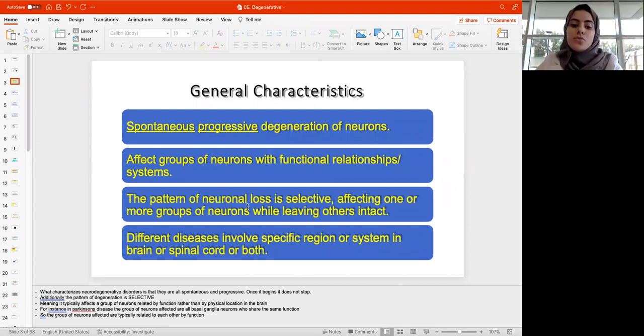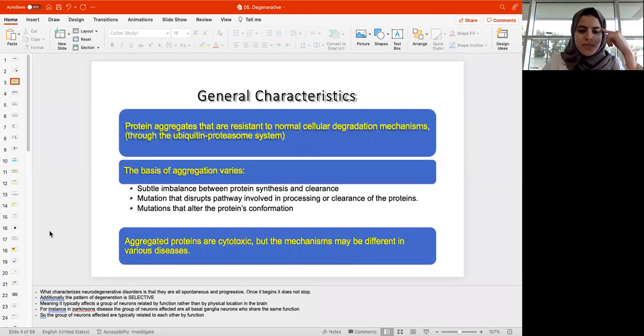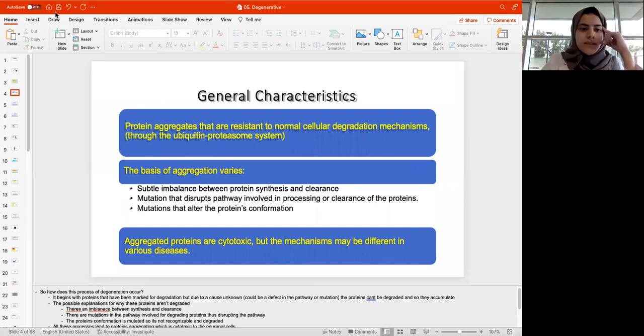It affects one or more groups of neurons while leaves the others intact. And yeah, some of the diseases, they can affect both the spinal cord and the brain. Others, they only affect the spinal cord. And for example, Alzheimer's disease, it only affects the brain. And that's the slide.